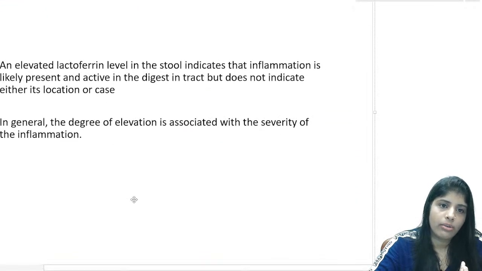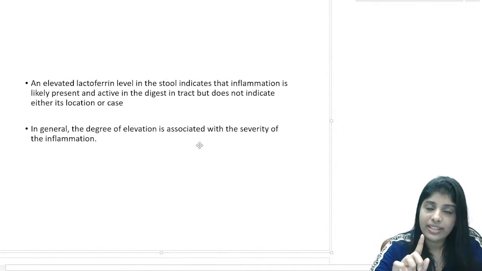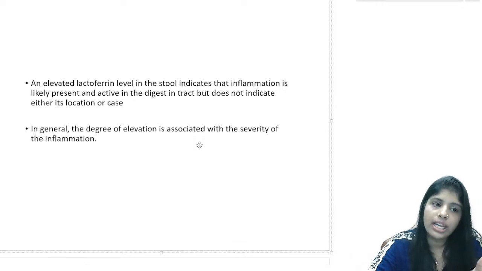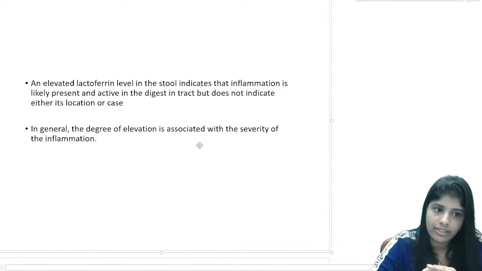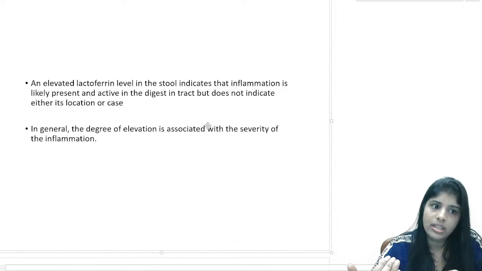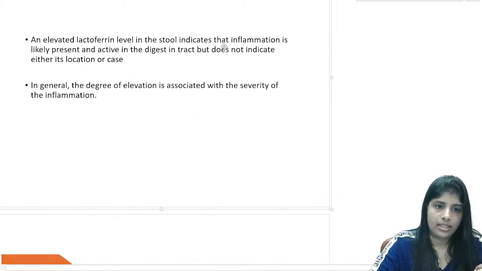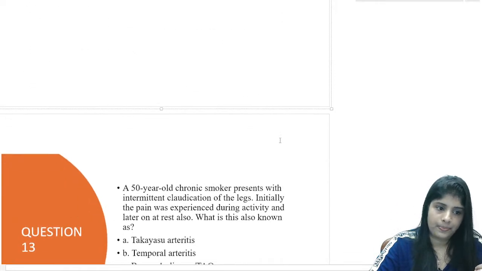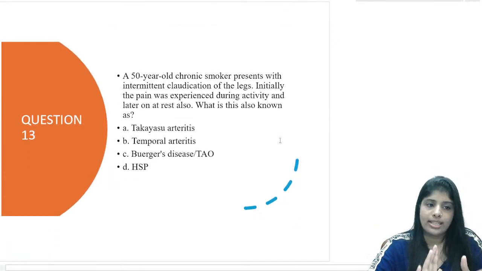So what does an elevated fecal lactoferrin mean? There is an active inflammation in the intestine. If there is an active inflammation, then if you check, you can see an elevated fecal lactoferrin level. And it is directly proportional. What is directly proportional? The lactoferrin and the inflammation. If the inflammation is high, then the lactoferrin is also high. That is how the lactoferrin thing is. Okay, easy, right? So next is question number 13.